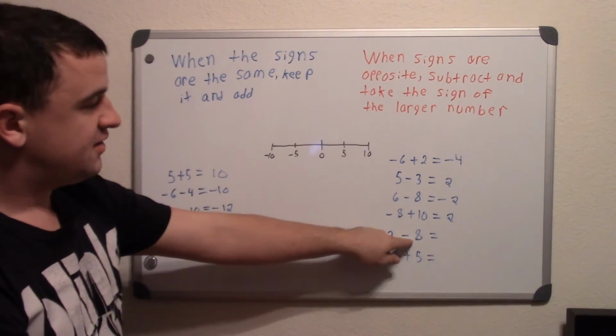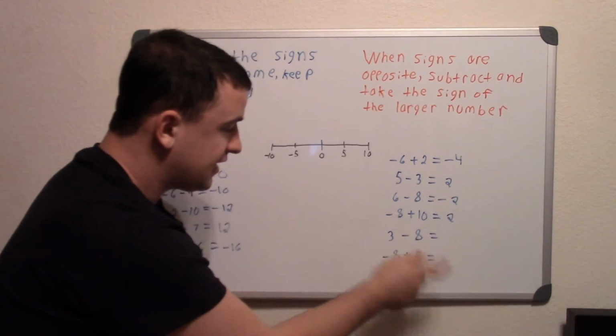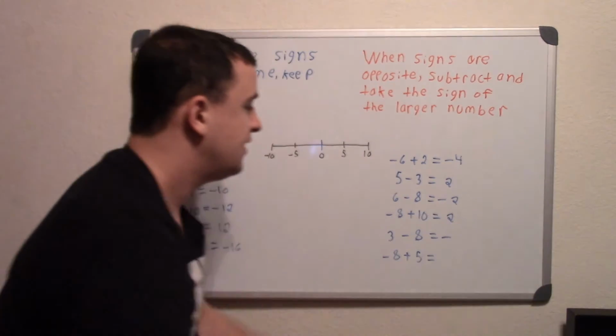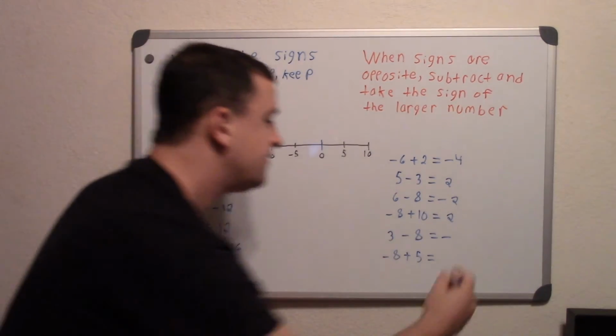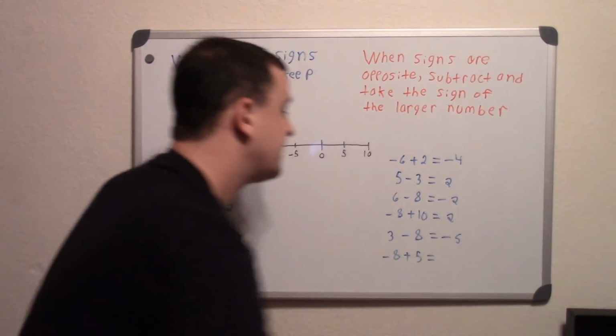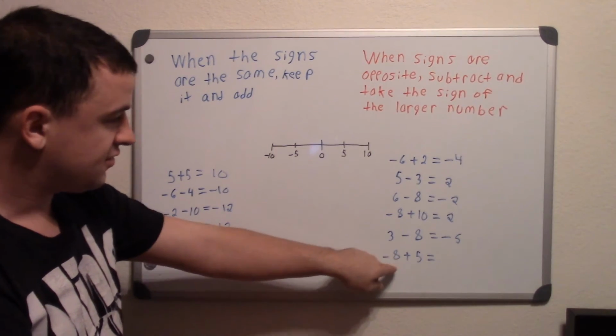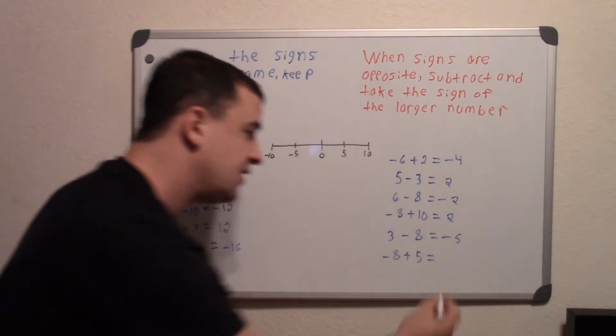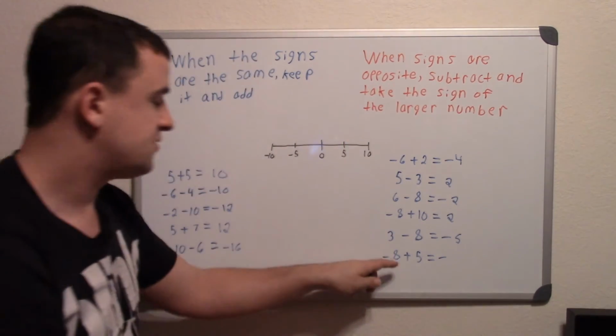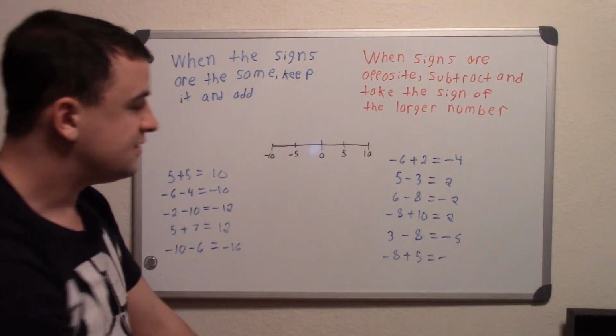8 is larger, and it's a negative, so our answer right away is negative. And then subtract them. 8 minus 3 is 5. Then take the sign of the larger, negative 8. 8 is larger than 5, and it's a negative, so our answer is negative. And then subtract them. 8 minus 5 is 3.